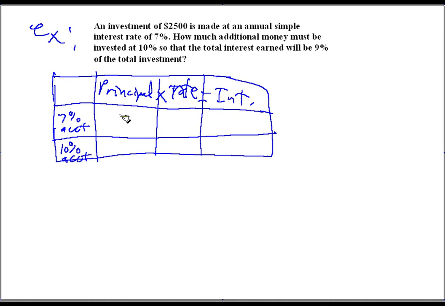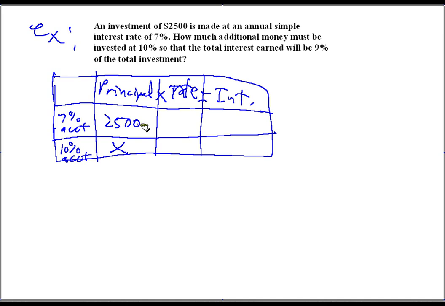Now see what the principal will be. Well, it says an investment of $2,500 is made at an annual simple interest rate of 7%. So I'm putting $2,500 in at 7%. So that's not the total like the last problem. So be careful here, right? Read it carefully. You may have to read it more than once. The question is, how much additional money do I need at 10%? So that's what I'm trying to find out. How much do I put into a 10%? So let's make that X.